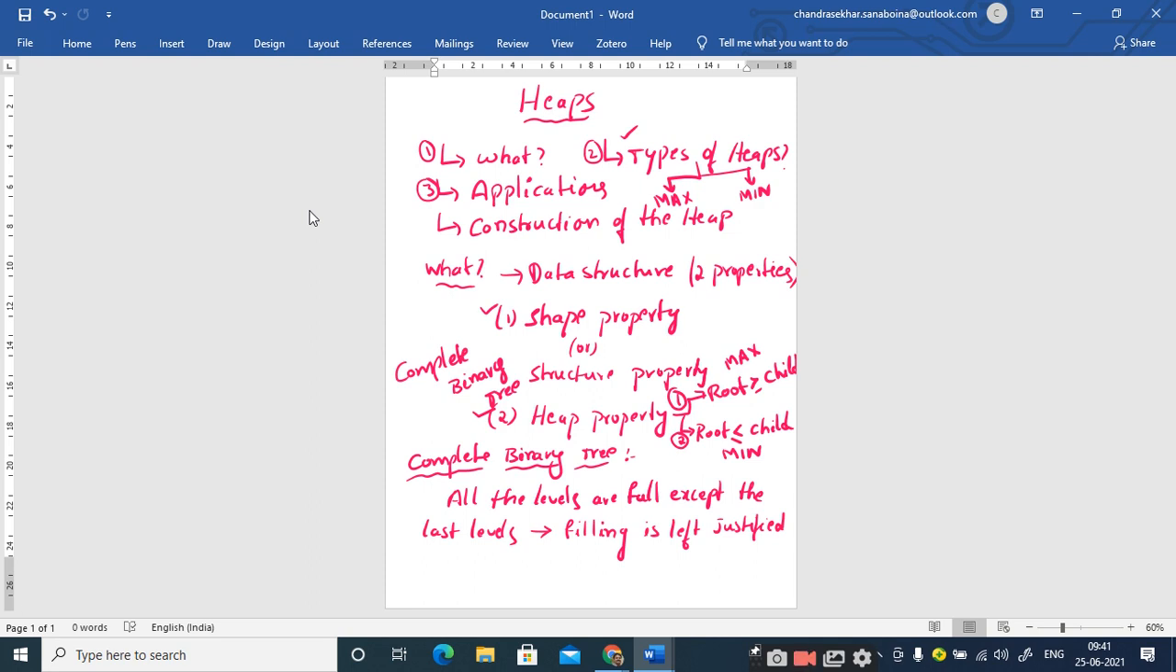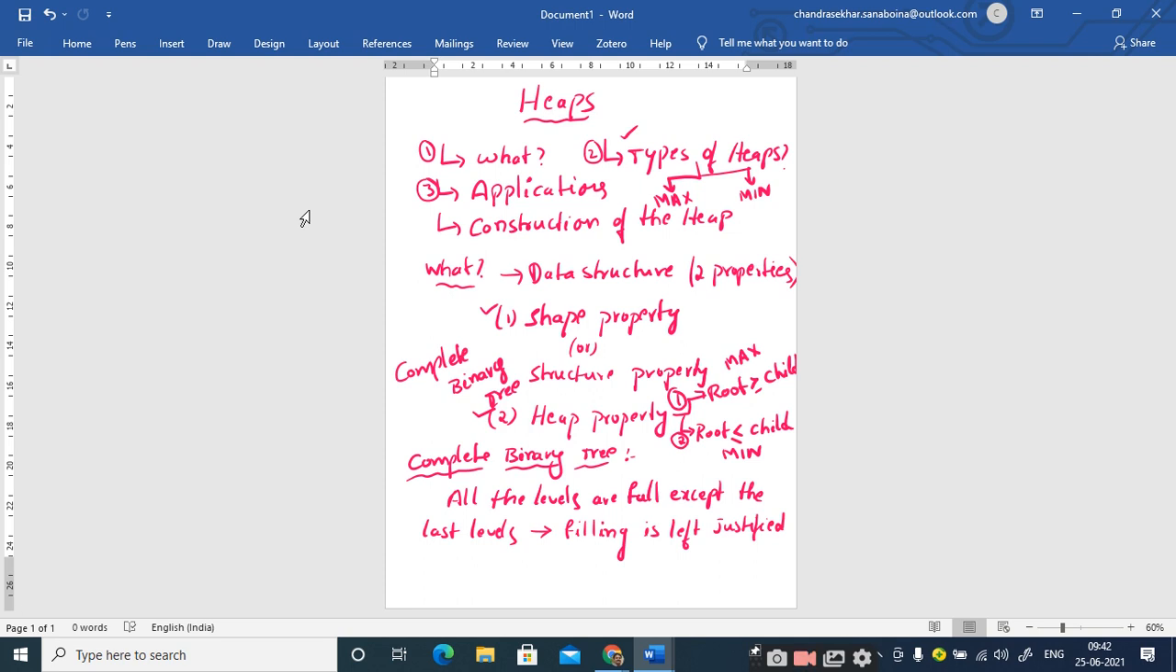Right? So in order to implement priority queues, we need a special data structure which is called a heap. So one application of heaps is the implementation of priority queues. Similarly, the heap sort algorithm, which is one of the best sorting algorithms and does not have quadratic complexity, has an efficient time complexity and is based on this heap data structure only. So these are the major applications of heaps.